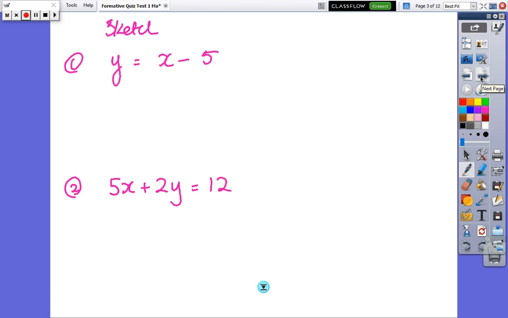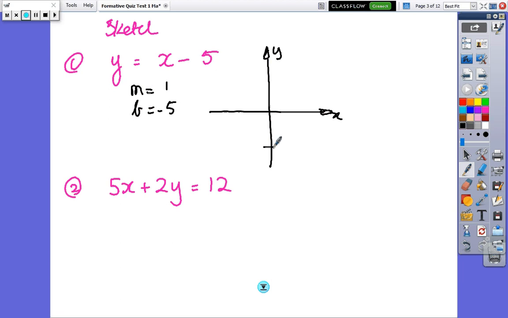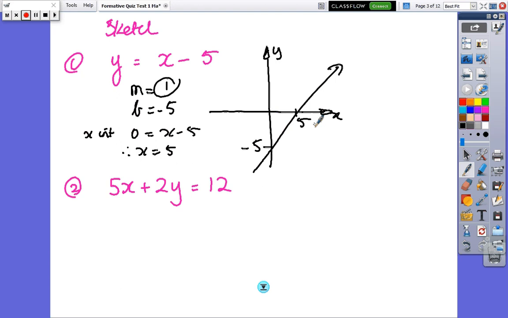Okay, so sketching straight lines. So I want you to pause, and when you're ready, come back. Okay, you're back. Y, x, don't forget your labels. Okay, so the gradient is 1. The y-intercept is minus 5, so there's minus 5. Okay, so a positive 1 means the graph is heading to the right. The x-intercept, so 0 equals x minus 5, so x equals 5, so that value is a 5. Okay, that's how you find the x-intercept, y equals 0.